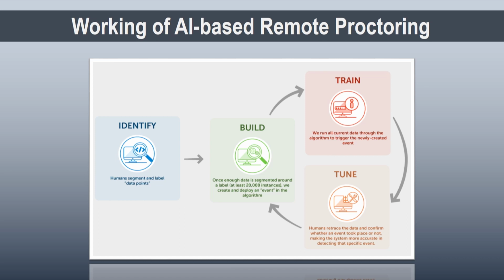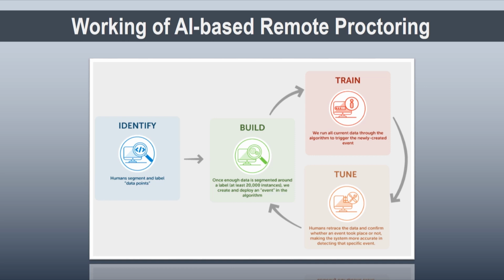So how does AI based remote proctoring work? You have to identify a human segment and the label called data point. So first you have to identify, then build. Once enough data is segmented around the label, at least for example 20,000 instances, then we have to create and deploy an event in the algorithm. Then train: we will run the current data through the algorithm to trigger the newly created event, and then tune.